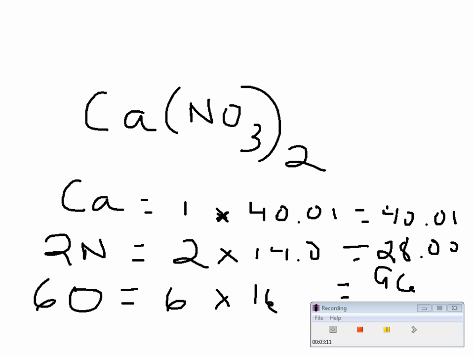So when you add all those together, the total formula weight of this calcium nitrate is 164.1 AMUs by summing it together. So again, you look at the subscripts and see how that pertains to it as we move on. All right? So that's how we can solve that.